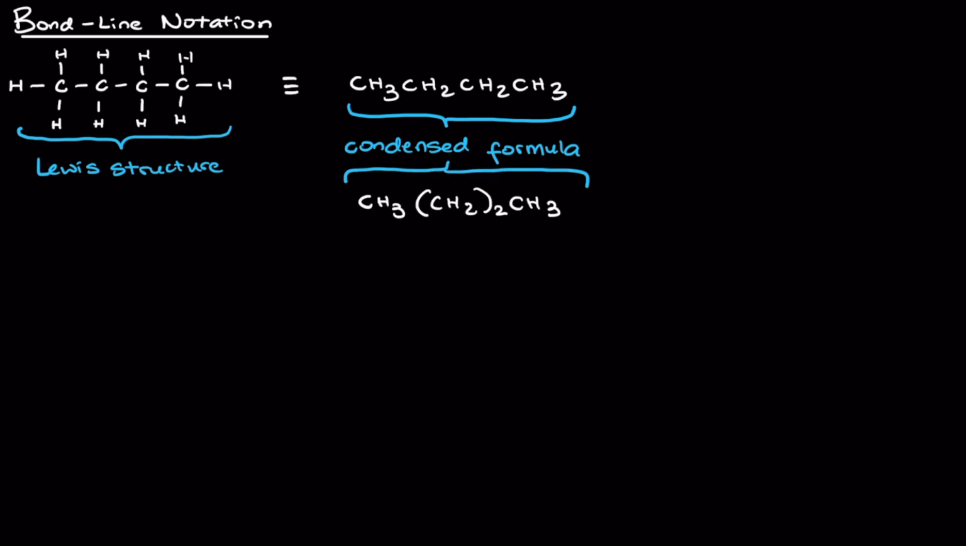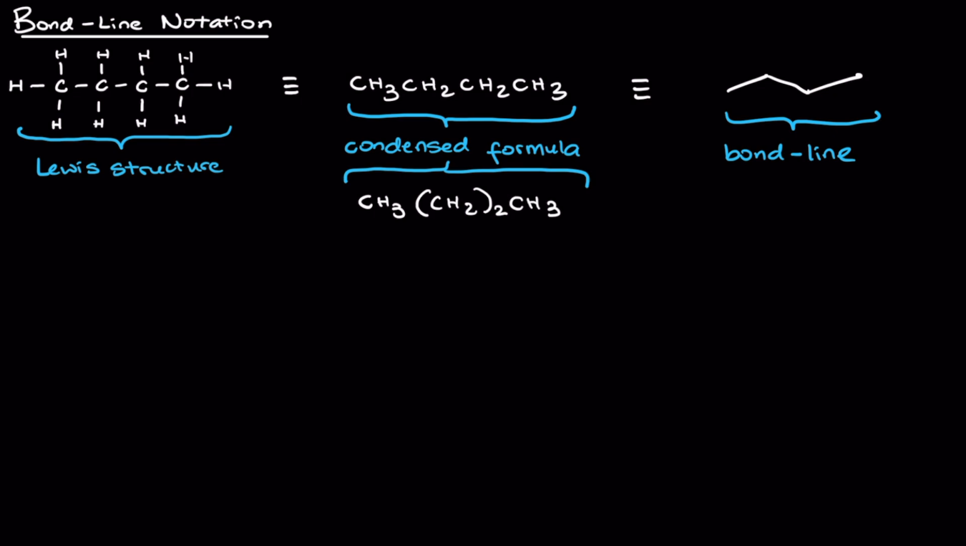Also note that the condensed formula can also be written as such, where that parentheses and the subscript 2 that flanks that CH2 tells us that there are two CH2 groups in a linear chain going in between the CH3 and the CH3 on the left and the right, respectively. Now, what I have drawn on the right-hand side is actually the exact same molecule, but in its bond line notation.